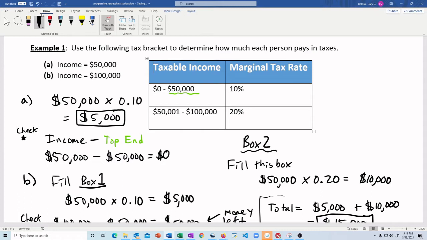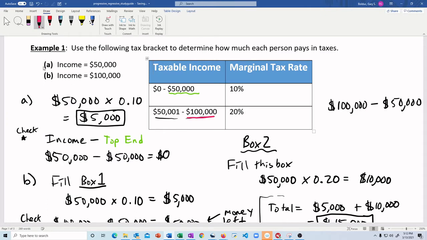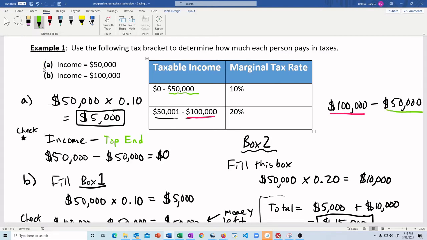Now, each time you do a new bracket, you're going to have to think about how much money actually goes into there. This box wasn't too hard. 0 to 50,000 is just 50,000. But for the second box, to figure out how much money goes into this box, you take the top end of this box minus the top end of the previous box. So let me point these out. You take this top end, subtract this previous top end. I'll just use this green again.